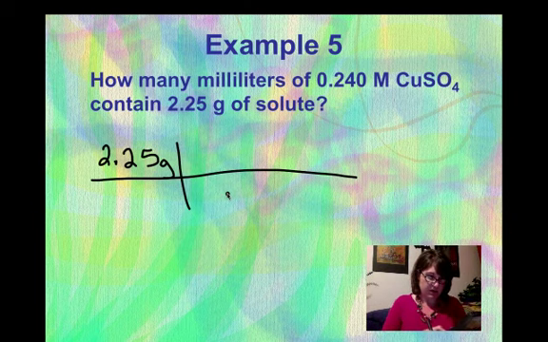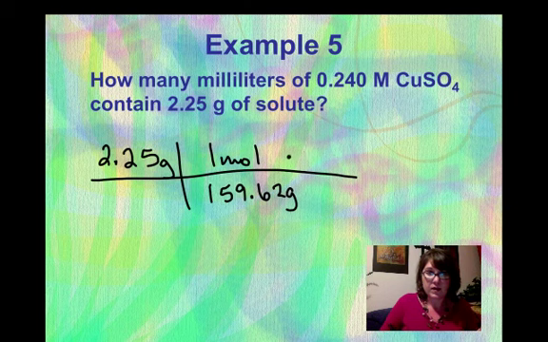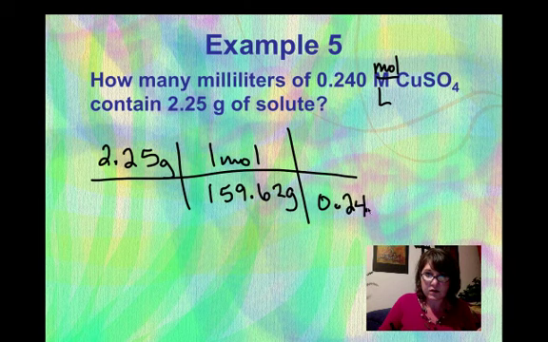So let's see. Sulfate is 96, and then add copper to it. Oh, I forgot a decimal place. That'll mess you up. Okay, 159.62 grams per mole. Okay, now let's put molarity in here. Remember molarity? Capital M stands for moles for every 1 liter. So I can put moles down here, but I got to bring that number with it. 0.240 moles for every 1 liter.